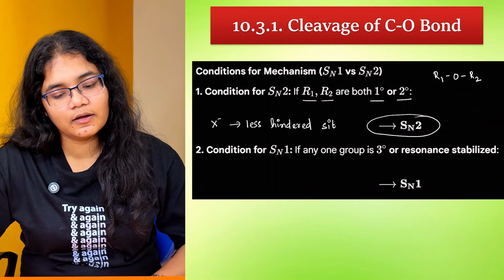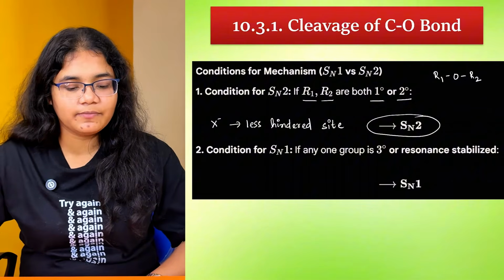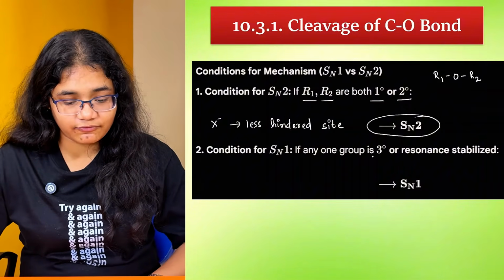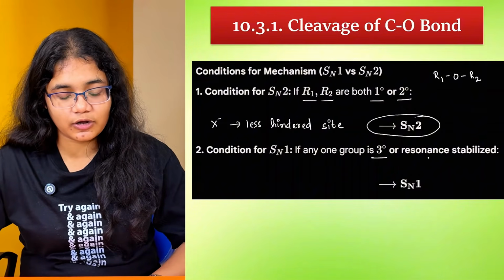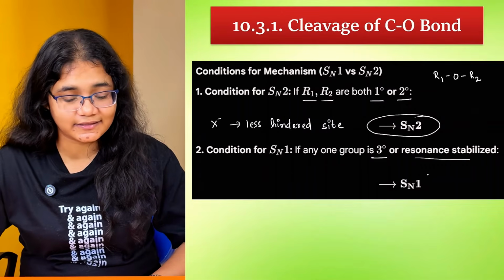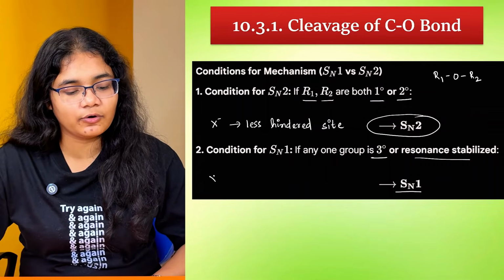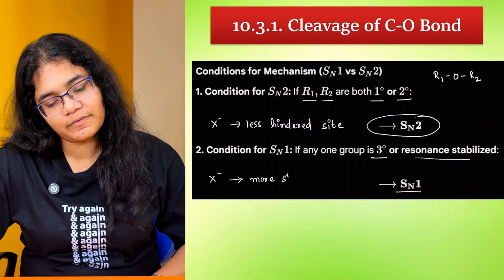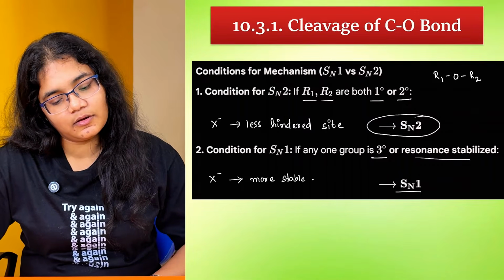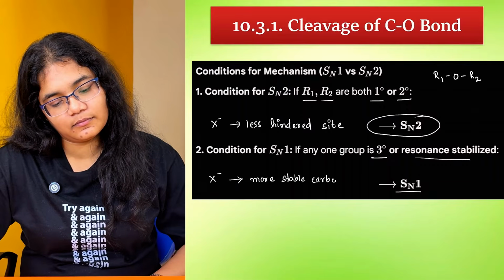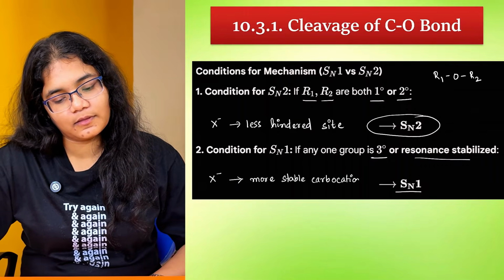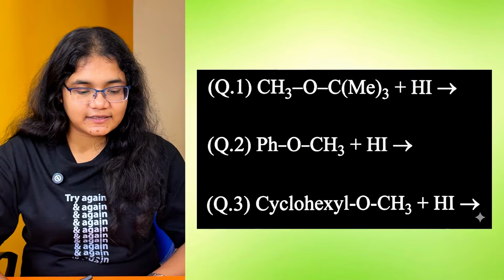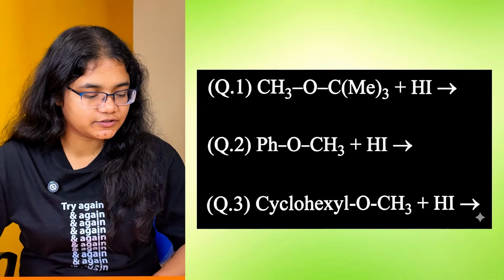Clear? Okay, with an example it will be clear, don't worry. Now if any one of them is either tertiary or the carbocation is resonance stabilized, then the SN1 reaction will follow and X minus will attack on the side of the more stable carbocation. Okay, so let's see one example here. This is a structure you can see.